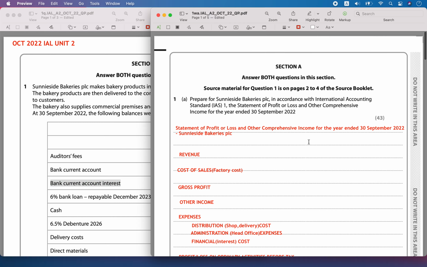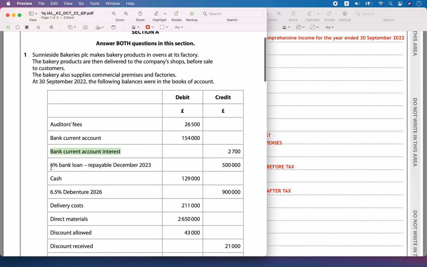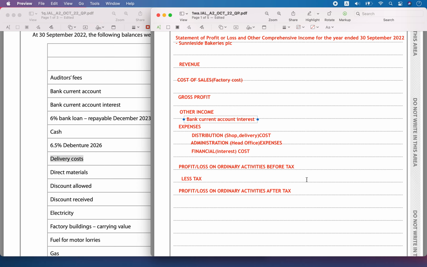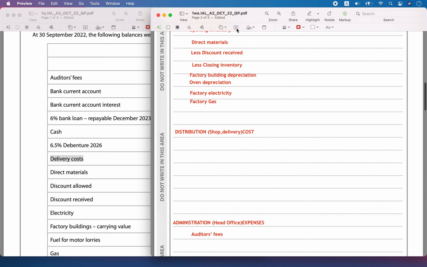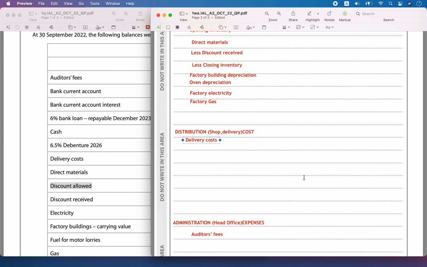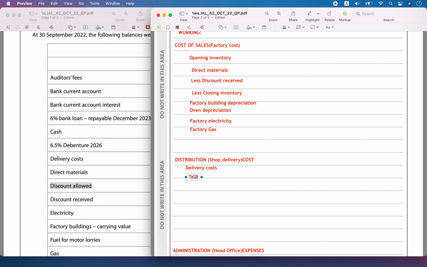This is expenses column, this is the income column. So bank current account interest, this can become the other income received, okay, which is going to come here. Then 6% debenture is not going to come, it is a liability. Then delivery costs, delivery costs are going to come under the distribution. Then you have the direct materials, which is coming under the cost of sales. Then discount allowed, it's going to come under the distribution cost.